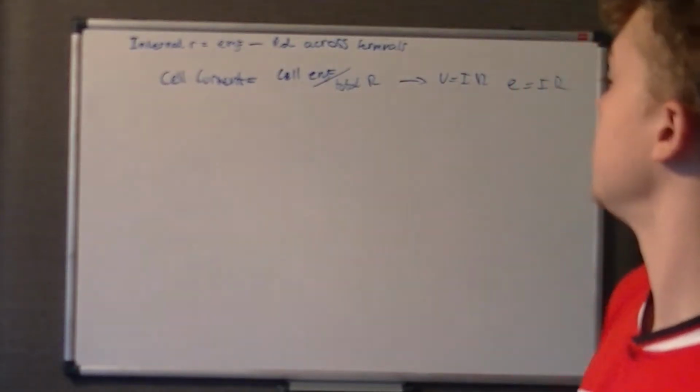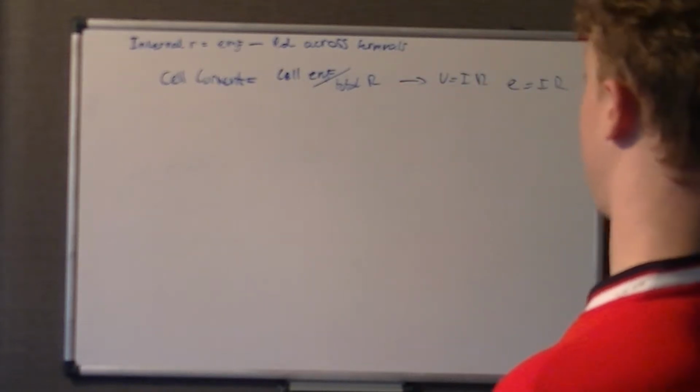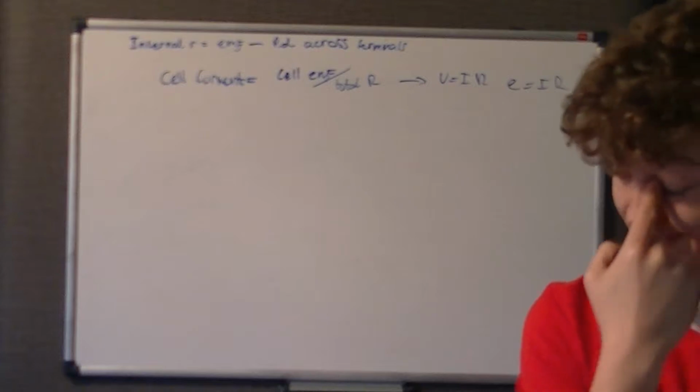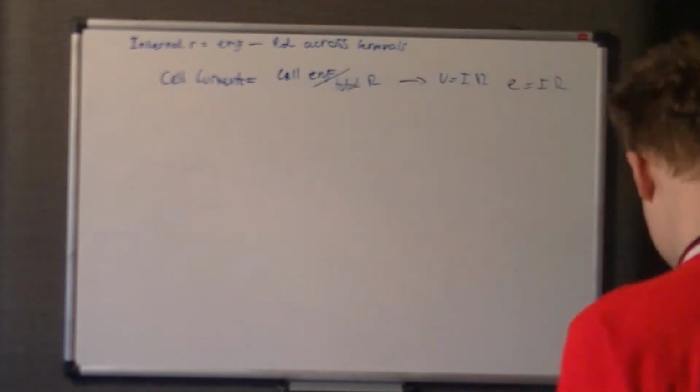E equals IR, and you can rearrange that as the same as saying I is equal to V over R. It says exactly the same thing, but you don't write E. You only write electromotive force when you're talking about that. Otherwise, you write down potential difference.